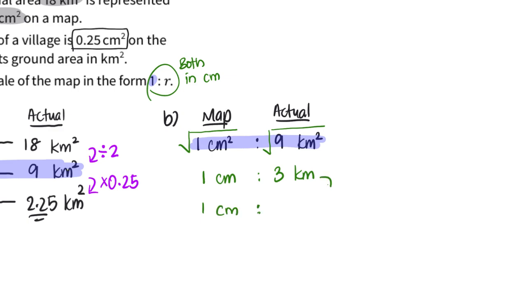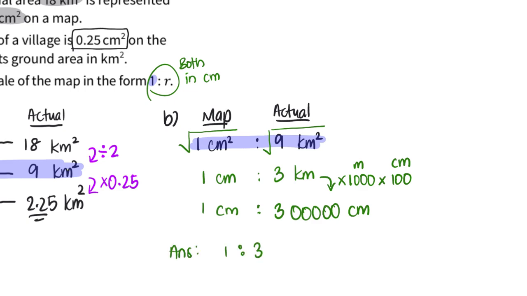Now is to convert this to cm. How do I do that? I times 1000, that will give me in meter. I times by another 100, that will give me in cm. So I have 1, 2, 3, 4, 5 zeros. So final answer, 1 is to 300,000. Take note, at this point, we should not be writing any units.